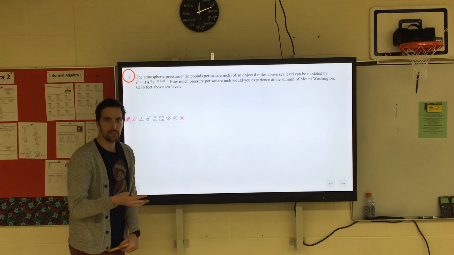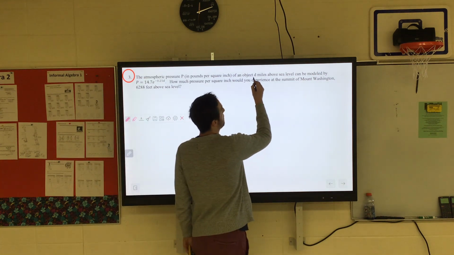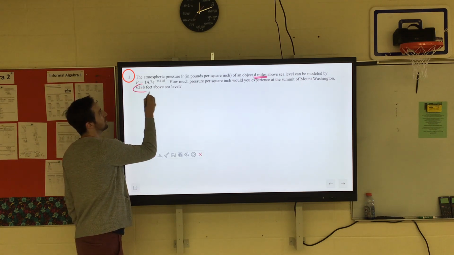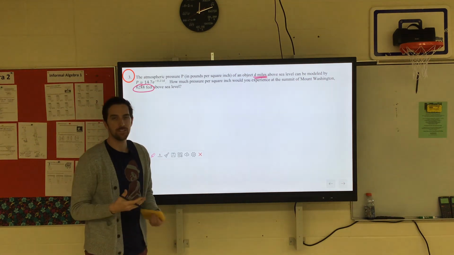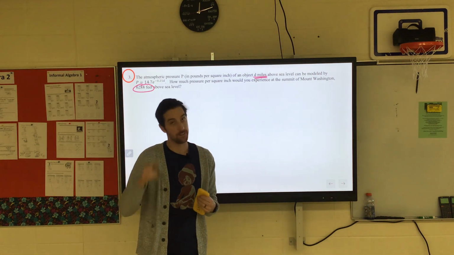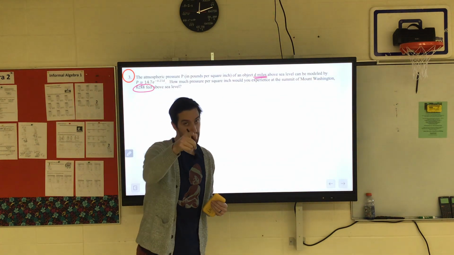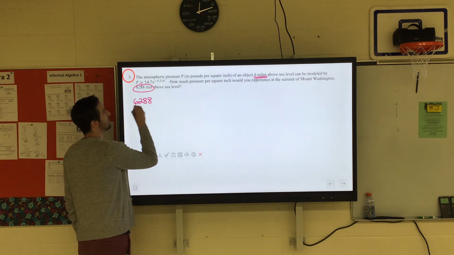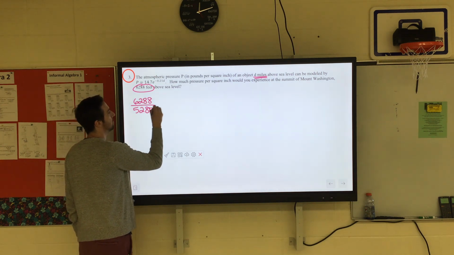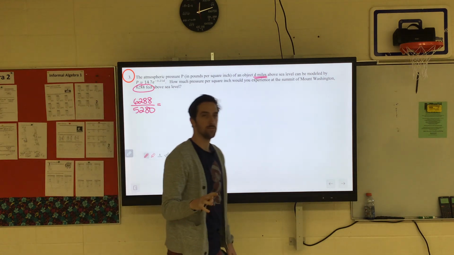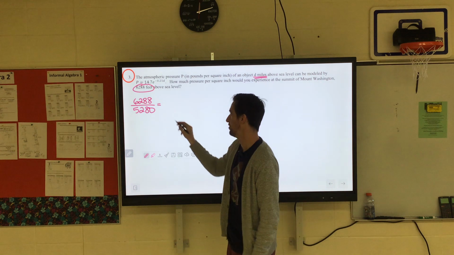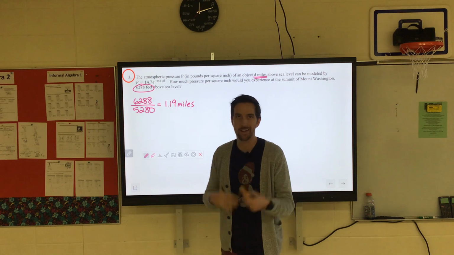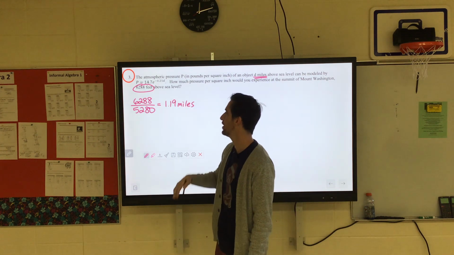So there is the issue, right? The formula says we're using d miles, but they didn't tell us how many miles, they told us how many feet. So we're going to need to convert that into miles. Easiest way to do it is to just divide by however many feet are in a mile. You probably don't remember that, but it's 5,280. So we're going to do 6,288 divided by 5,280. This will give us a long decimal, but we're just going to round it to 1.19. So 1.19 miles. That's the number we're going to be substituting in for d here.